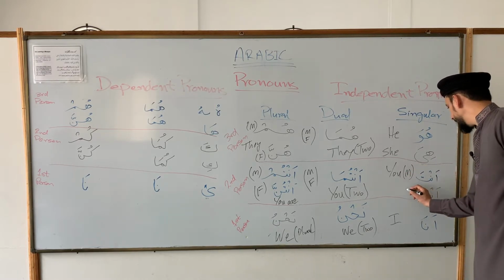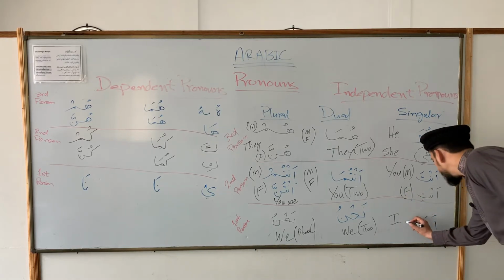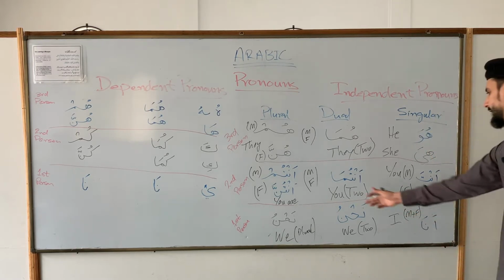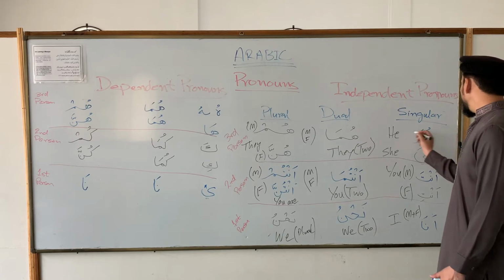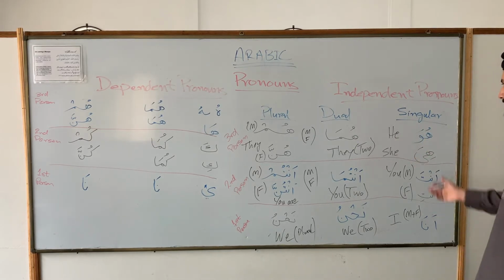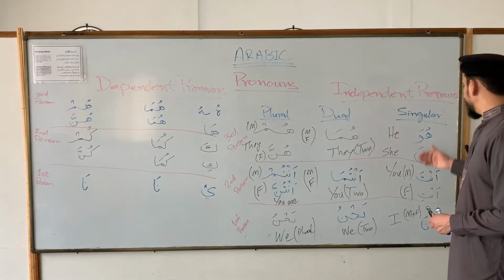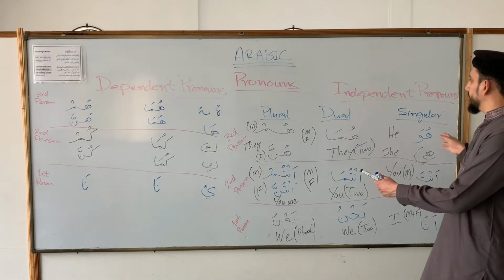Anta, masculine, anti, feminine. These are masculine plus feminine. No difference in the first person. Huwa, he, hiya, she. It's obvious. That's a difference too. Even in English, basically, we have a difference, he and she. So same in Arabic. So this group is called independent pronouns.